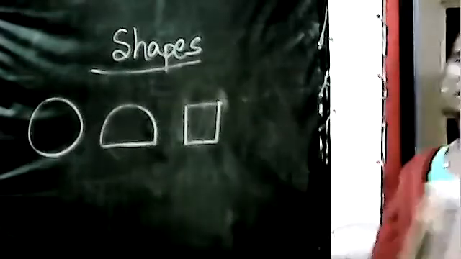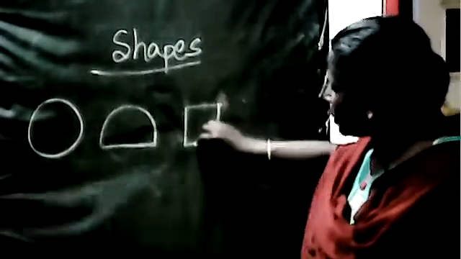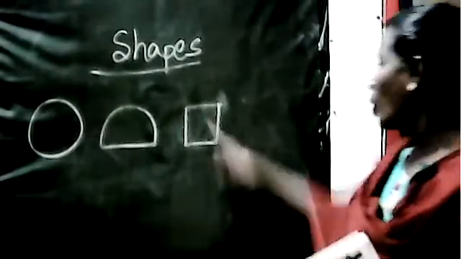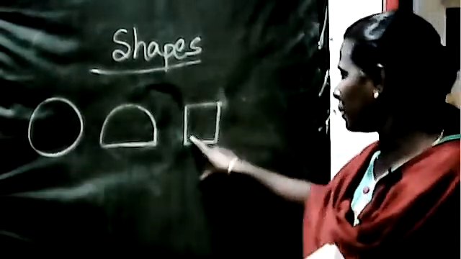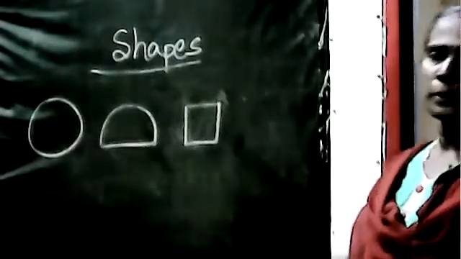Okay, now next one, see here, this is the square shape. Now tell me how many sides are there in the square? 1, 2, 3, 4 sides are there in the square. Okay, all the sides are equal. See, all are the same, equal. All the sides are equal in the square. So you should know how to draw the square.